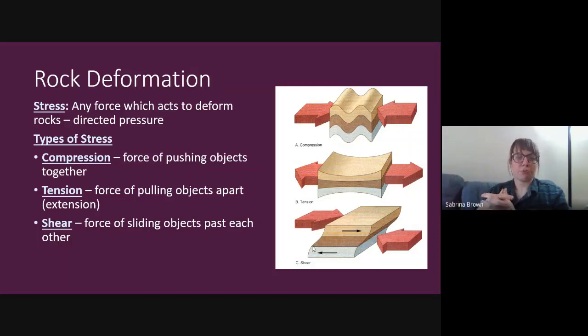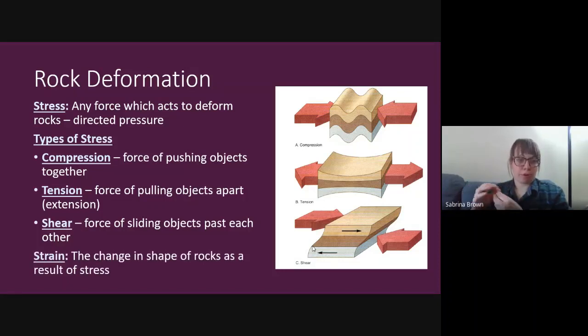So we have three main types of stress: compression, tension, and shear, and those are going to work on solid rocks to deform them in some way. And when we deform those rocks in some way, we refer to that as strain, which is the actual change in shape of the rocks because of that stress. That's what this diagram is showing over here, where we have the force shown by our arrows, and then you can see the strain on the rocks and how that shape has changed.